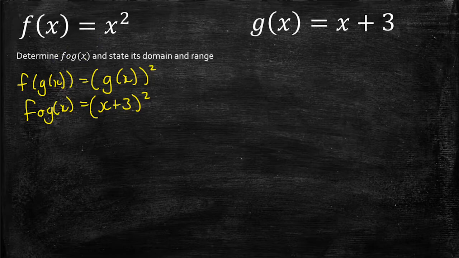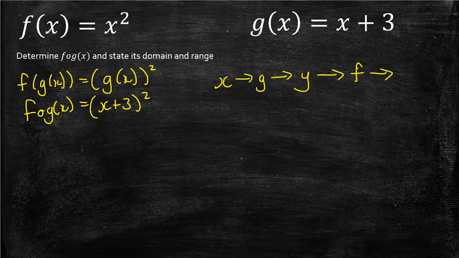We've determined f of g of x, but now we need to determine its domain and range. So what's going to happen is we're going to input values of x into g. This is going to output some y value for g. Then those y values have to fit inside f. And once we put those y values into f, we're going to get some new y value at the end there. So how does this look?